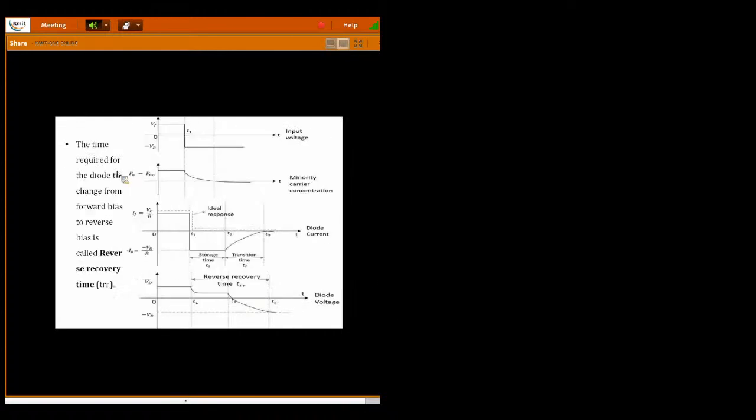See, the complete concept is only revolving around the minority charge carriers. I am not able to write properly because of this PPT. If it is a writing pad, then I may convince you 100%. It is a very easy topic, but because of this, I'm facing the problem. But even though, I will try to solve that also.